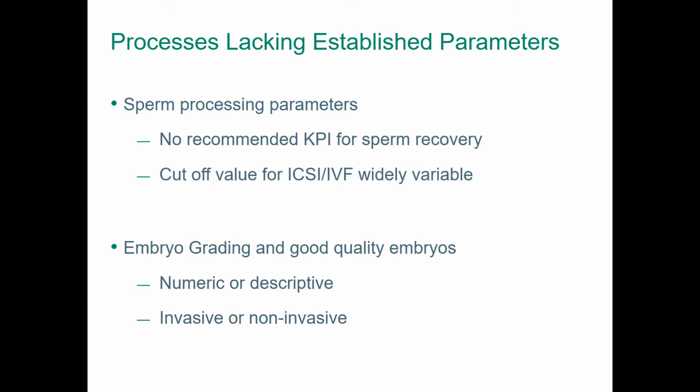Another instance is the cutoff value for ICSI and IVF. What some people use as a cutoff, whether to decide if they're going to ICSI that patient or do standard IVF, varies widely. So some people will use critical morphology, some people just use count and motility. It's quite interesting. And so those are very hard things to set standards for.